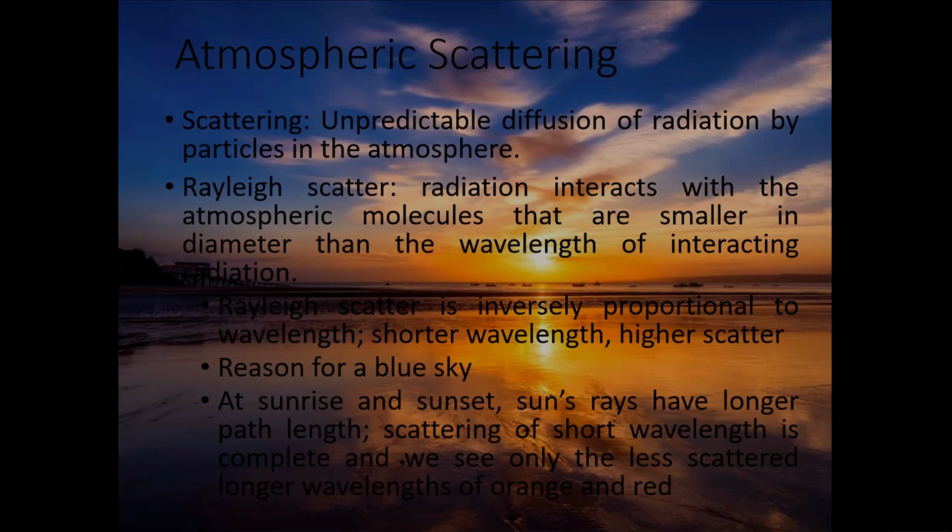The radiation interacts with atmospheric molecules that are smaller in diameter than the wavelength of the interacting radiation. When the particles are smaller compared to the wavelength of the radiation, Rayleigh scattering occurs. It's a type of scattering, that is, unpredictable diffusion of radiation, that occurs when the particles are smaller compared to the wavelength of the radiation. These could be particles such as small specks of dust or nitrogen and oxygen molecules in the atmosphere.